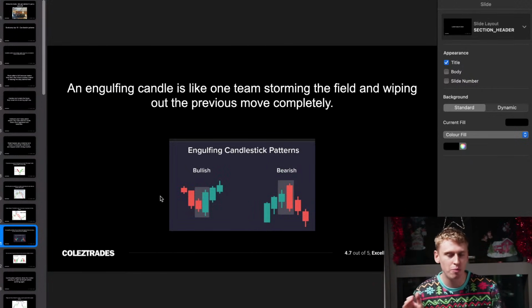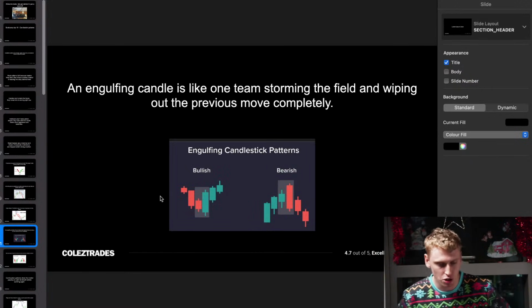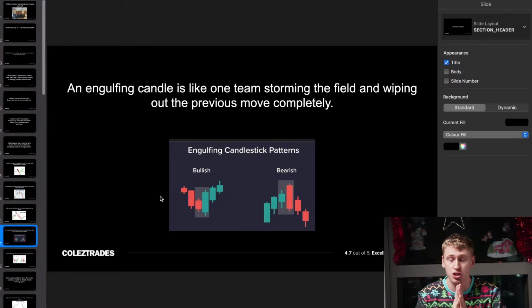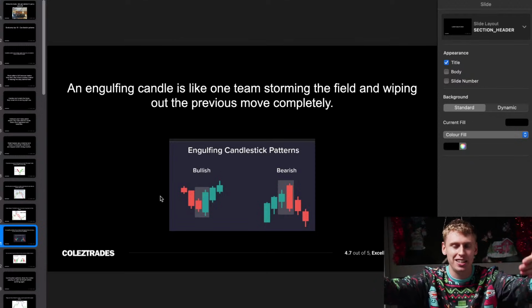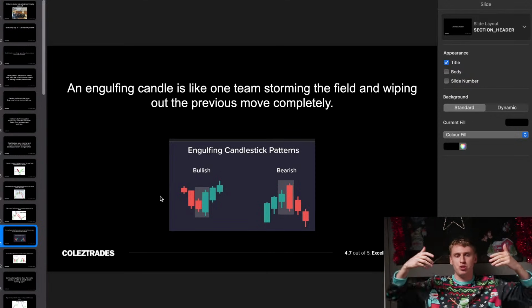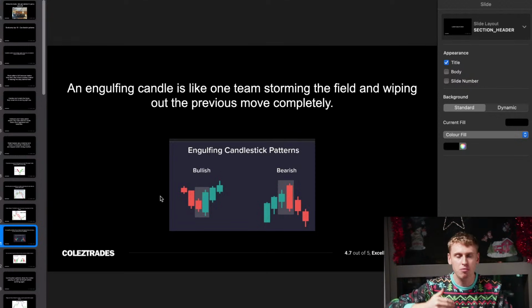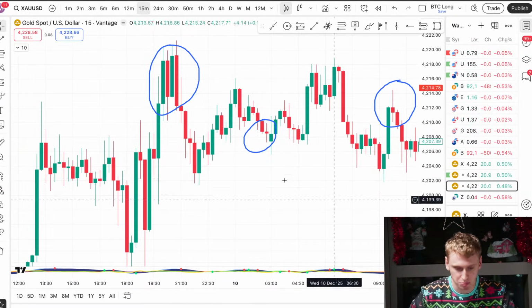These are going to be a bit more advanced, after engulfing candles. This one is used all of the time. It's such an easy one to use and very, very powerful. An engulfing candle is like one team storming the field and wiping out the previous move completely. It's like trench warfare: it's your trench versus their trench. Suddenly you're making good progress, and then they send in a bunch of tanks and absolutely wipe you out. They've got the momentum to continue in that direction.